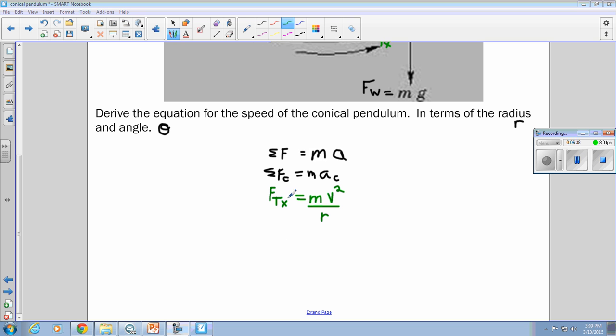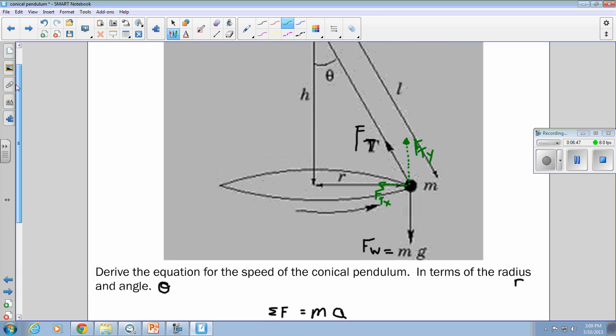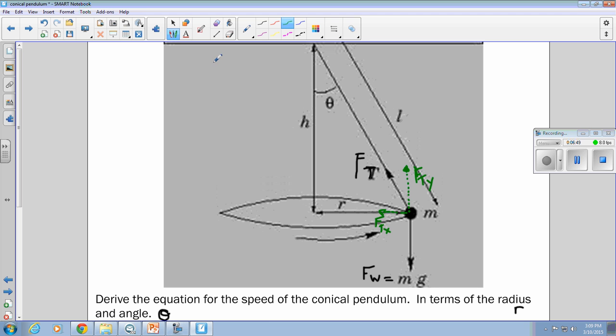Now, we need to know a couple of things here. We need to know what the force tension is in the x direction. We need to derive what the force tension is in the x direction. And we can see that if this is our angle theta, then we have a triangle here for the force tension x, y, and the magnitude of the force tension vector makes a triangle where the angle theta is right in here.